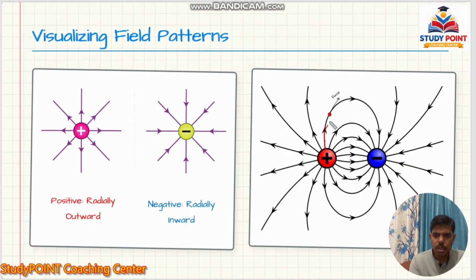If we see these lines, they are moving this way. If we make a closed curve, they should move like this. इन्हें ऐसे मूव करना चाहिए, but they are moving like this. Means they are not closed curves. Alright.